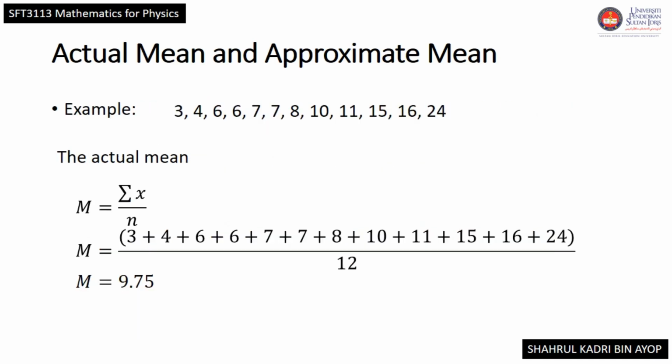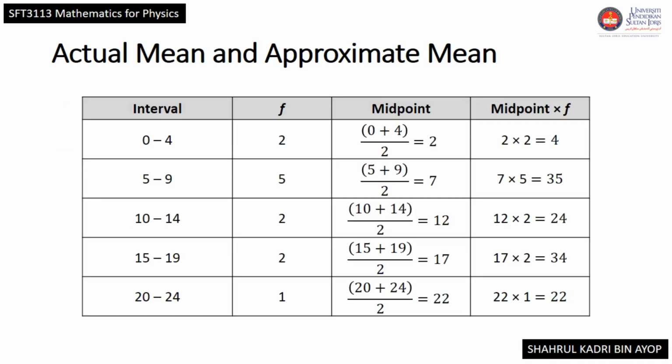For example, we have this data set. We can calculate the actual mean. The actual mean for this data set is 9.75. However, for a group distribution table like this, we cannot determine the actual mean. So, we can only determine the approximate mean value.